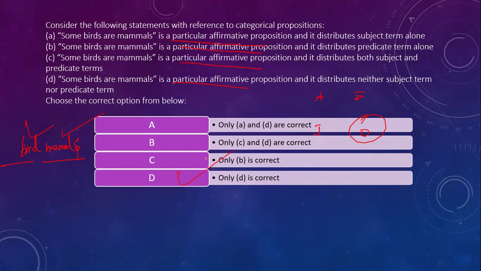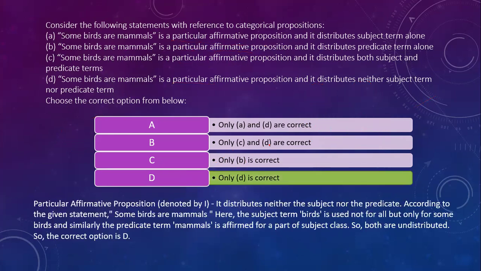So option D is the correct answer. Whereas here we distribute both, but universal affirmative distributes subject, not predicate. So here it's a particular affirmative proposition and distributes neither subject term nor predicate term. So this is the correct answer.